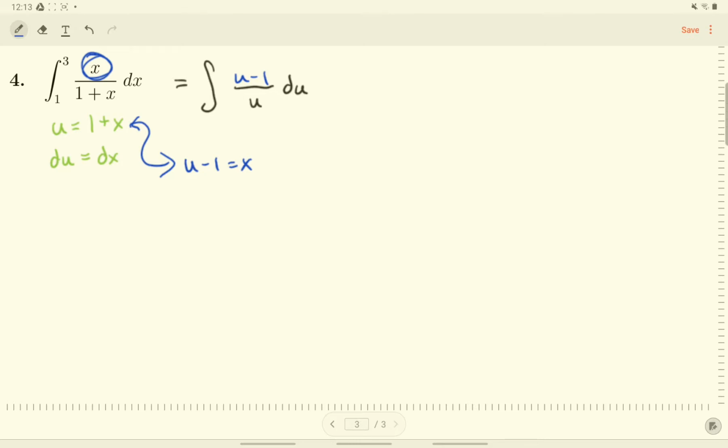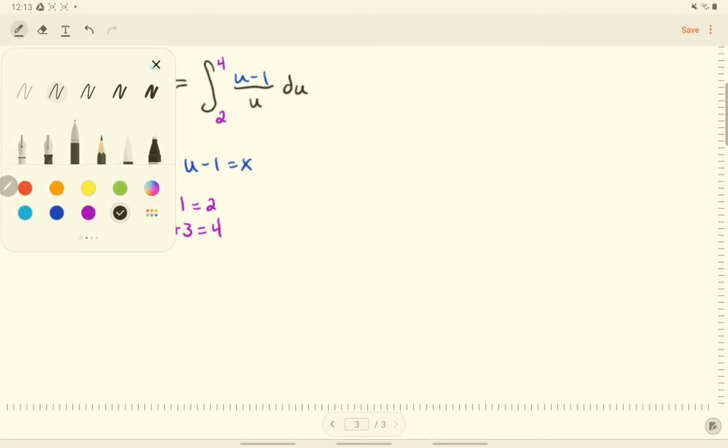All right. We are going to evaluate from, we had 1 to 3, but we need to adjust to our u. So when x equals 1, u equals 1 plus 1, which is 2. When x equals 3, u equals 1 plus 3, which is 4, because I just plugged in x's value into u's equation. So our new integral is from 2 to 4. All right, here we go.